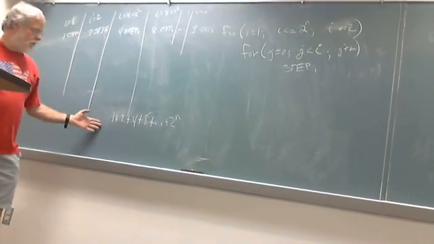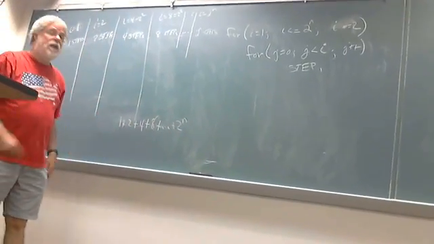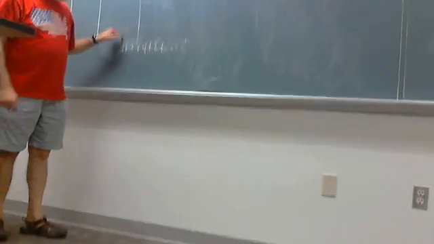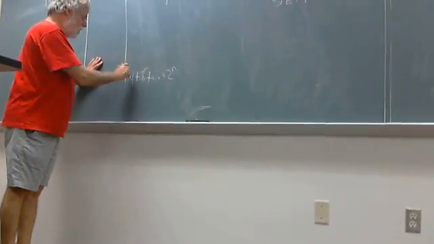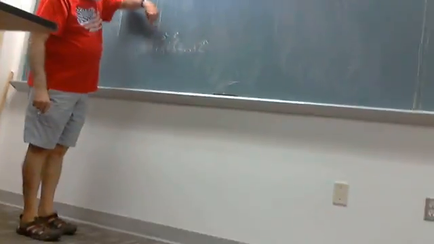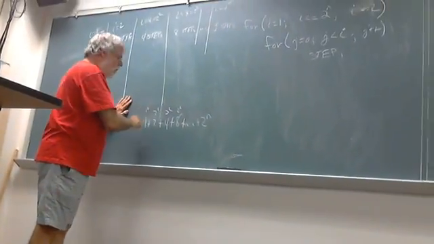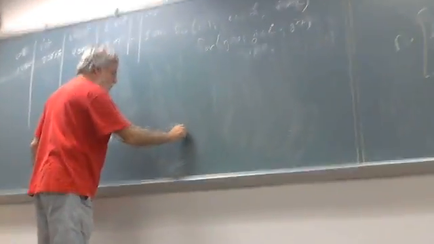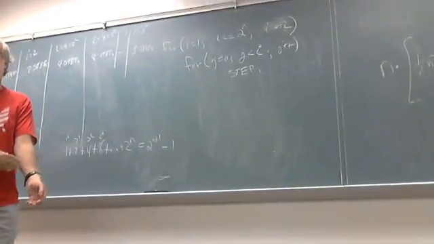That is the sum of the first n plus 1 powers, right? Because this is 2 to the 0, this is 2 to the first, 2 squared, 2 cubed, and the first is 2 to the 0. So this is equal to 2 to the next power, n plus 1, minus 1.